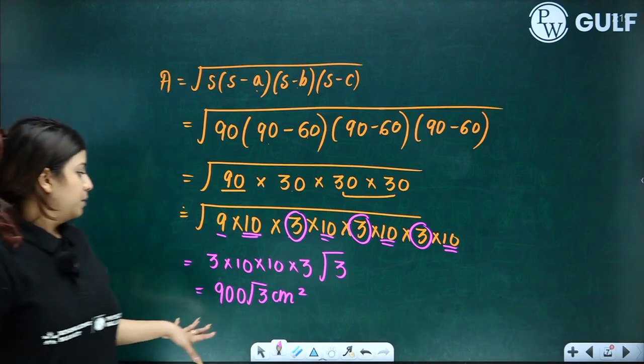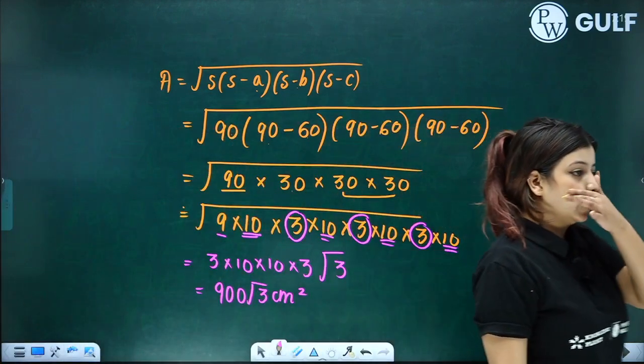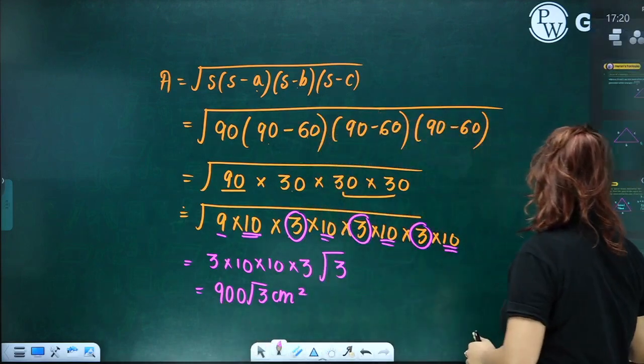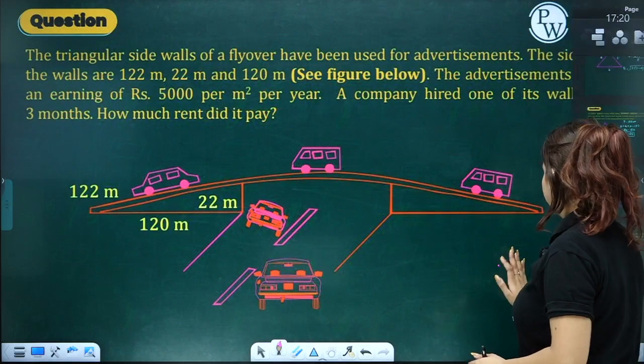So 900 root 3 centimeter square will be the correct answer for this question. I hope this is clear to everyone. Let's move forward to our next question.